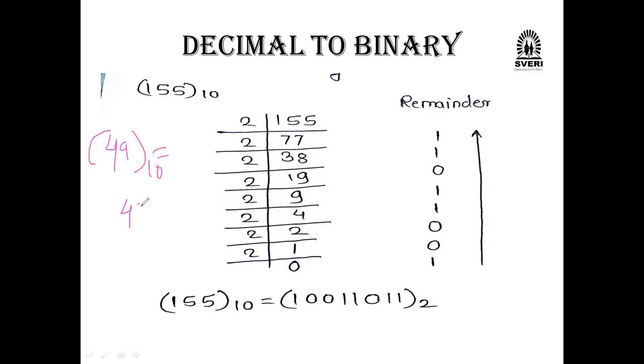See, I will write here 49. I will write 2 here. 2 24s are how much? 2 24s are 48. So the remainder I can write 1 here. 49 minus 48. Okay, 2 12s are 24. 24 minus 24, 0 हो गए. Next, 2 6s are 12. 12 minus 12, 0 हो गए इधर.